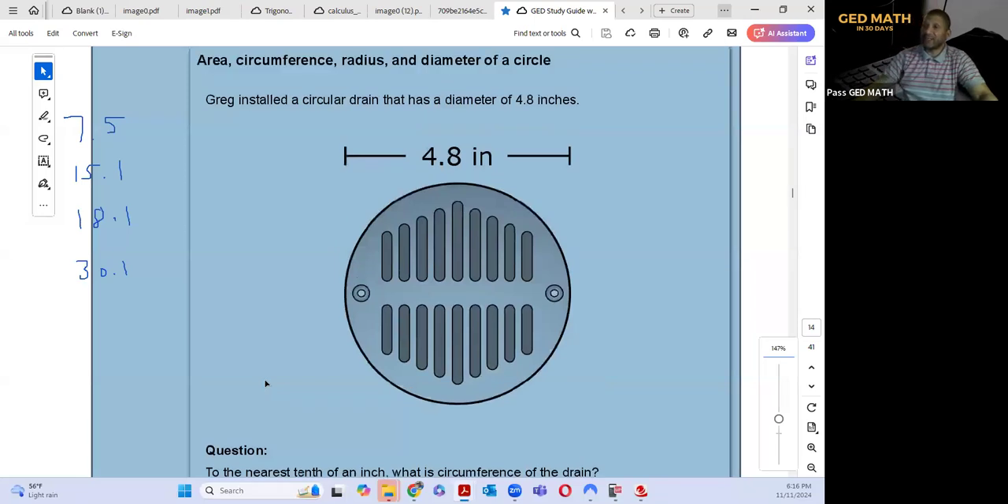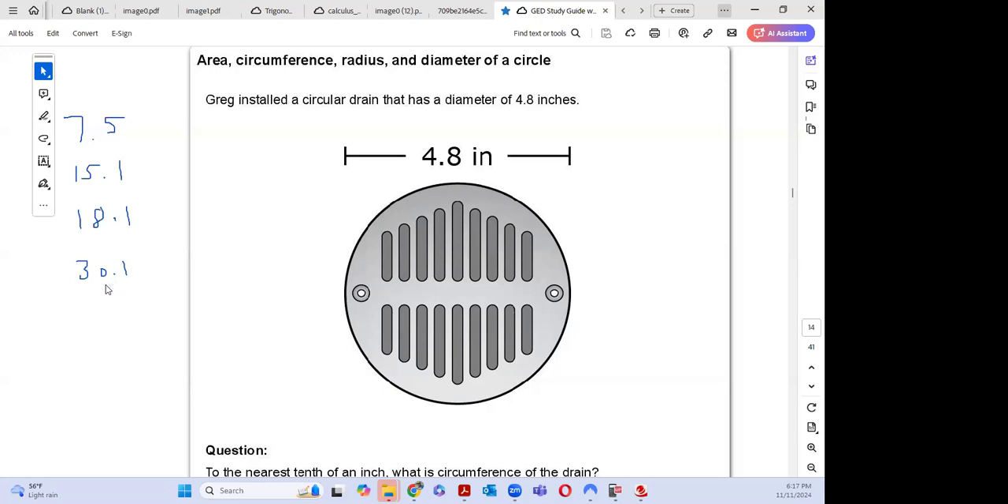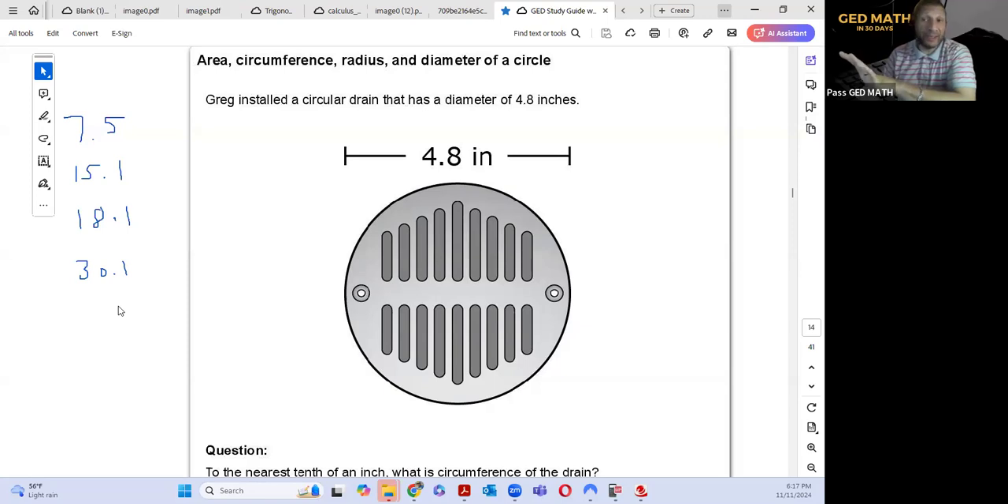To the nearest tenth of an inch, what is the circumference? Where do I even start? How do I start this problem? If I asked you how to start this problem, what would you say? It doesn't matter who answers. You could start with the formula. But let's pause before we say formula. The first thing I would do is identify my givens.